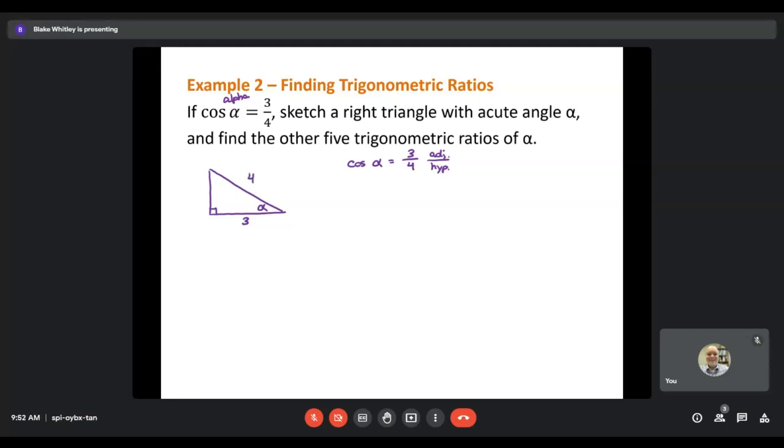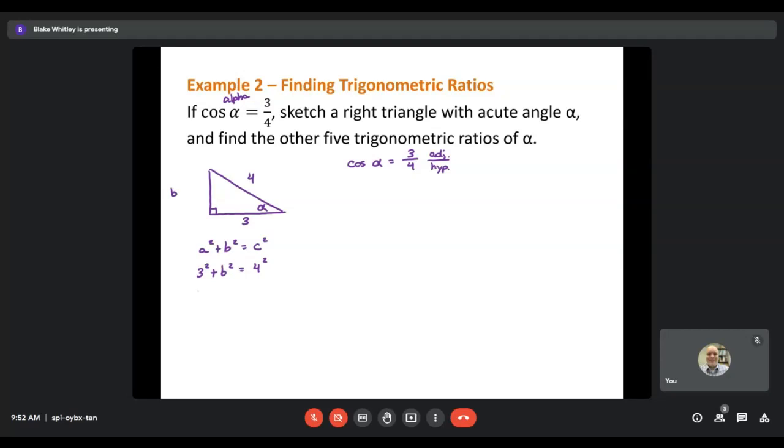And so now it's just a matter of finding that missing side so that we can find all of our other trig ratios. And if you recall, we can use Pythagorean theorem in a right triangle to help us find missing sides. Okay, Pythagorean theorem says that a squared plus b squared is equal to c squared, where a and b are the 2 legs of your triangle, and c is always going to be the hypotenuse, that longest side. So this time I'm going to do 3 squared plus b squared, where this side over here is b, is equal to 4 squared.